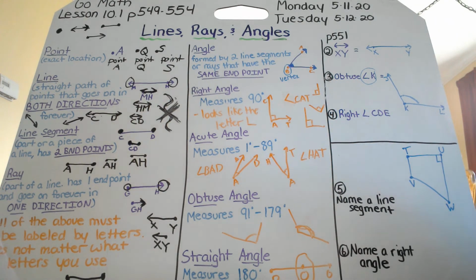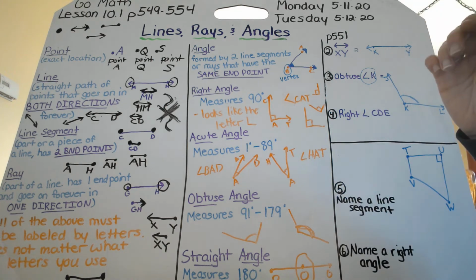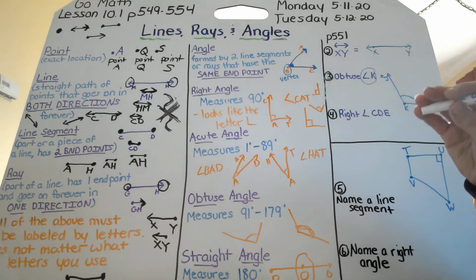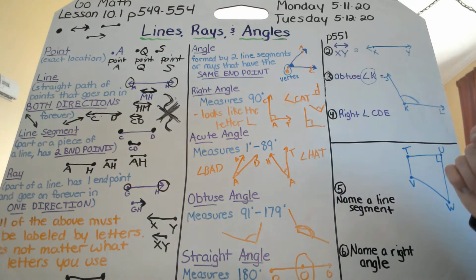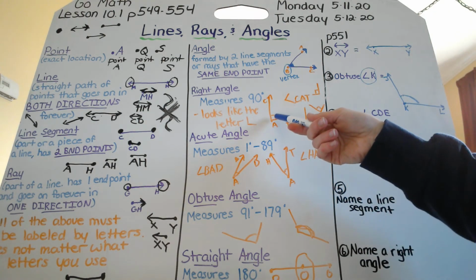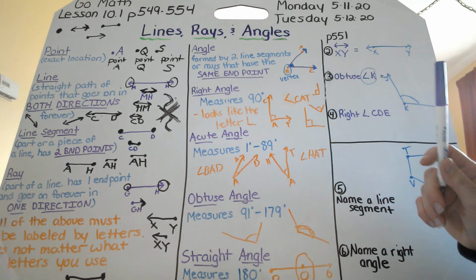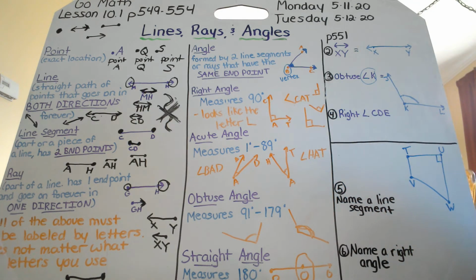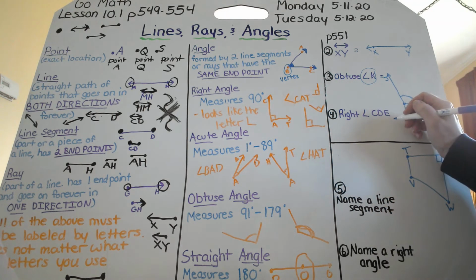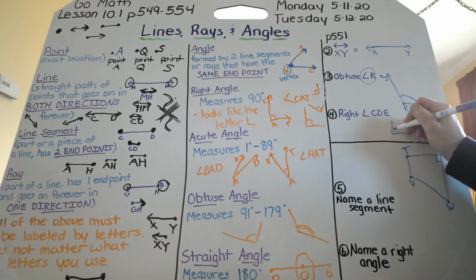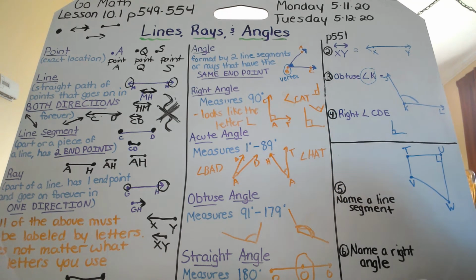All right, number 4, right angle CDE. What does a right angle look like? What's it look like, guys? The letter L? Oh, yeah, it does. It looks like the letter L, and it measures 90 degrees. So these angles are honestly the easiest to remember, because you know that they look like the letter L. So all you do is draw a letter L. You put that box in there just because it shows me that it is a right angle.